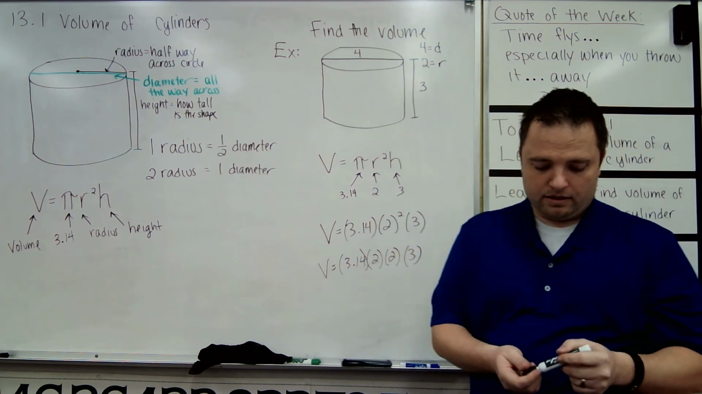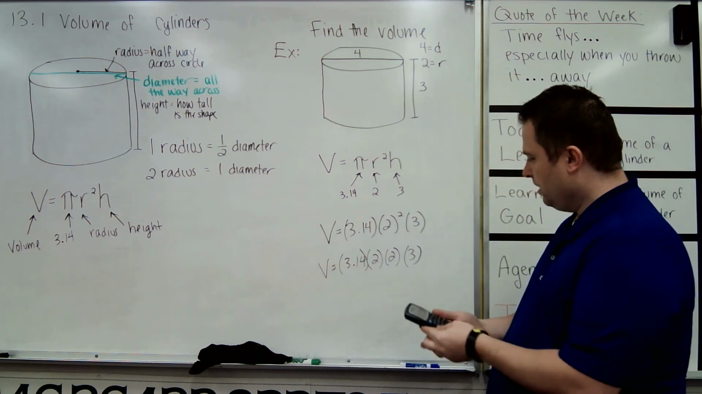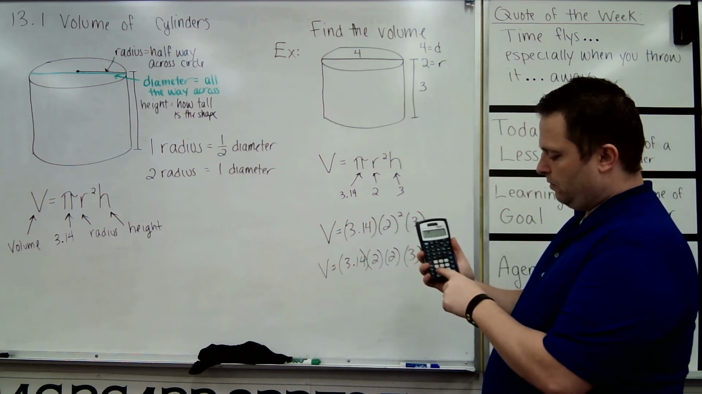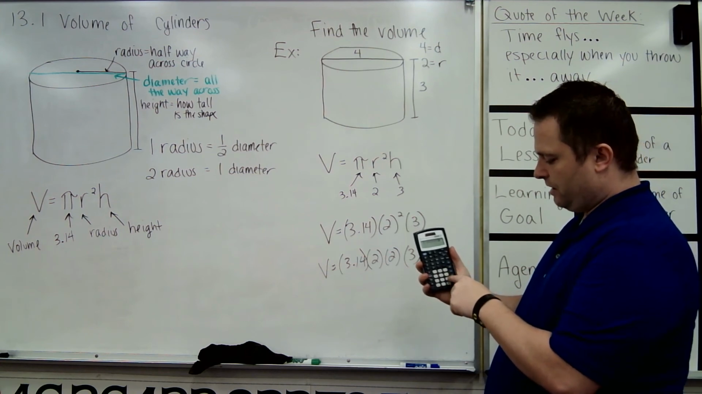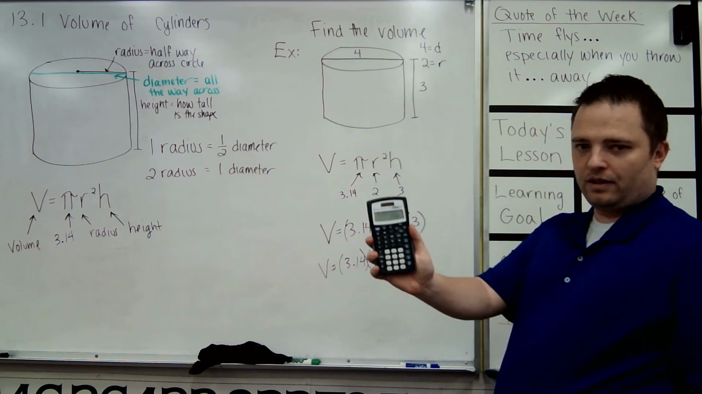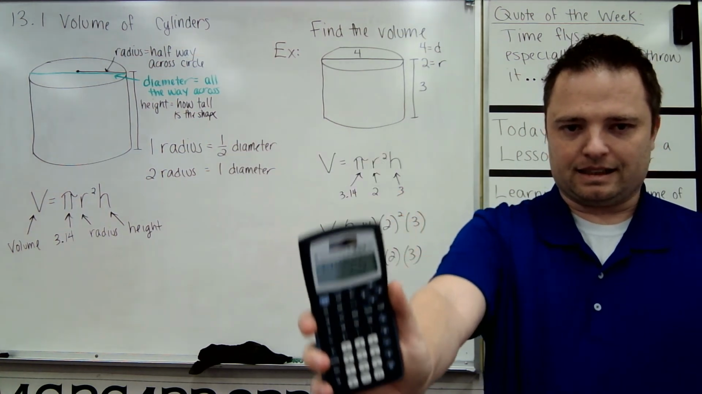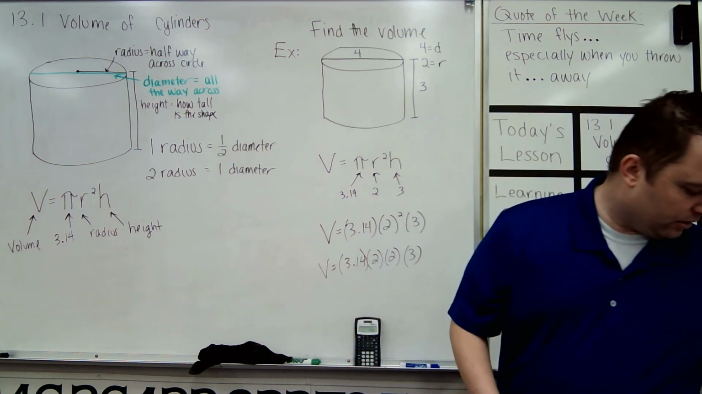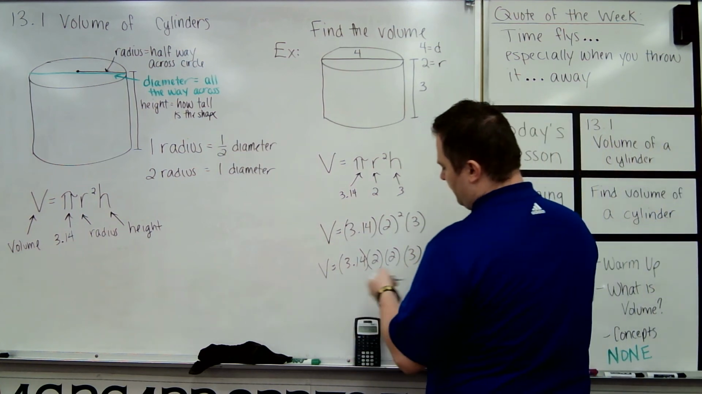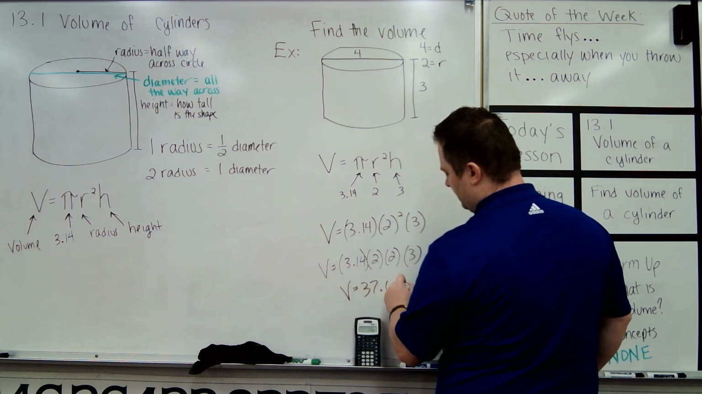Now I just grab my calculator, and I'm going to type in 3.14 times 2 times 2 times 3 equals 37.68. Excuse me, 37.68. So V equals 37.68.